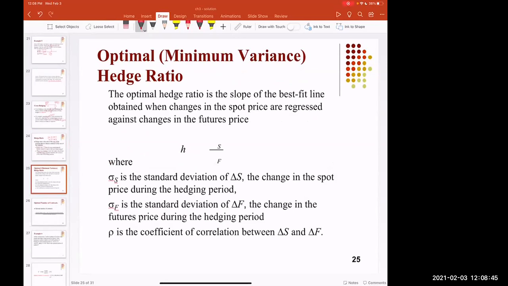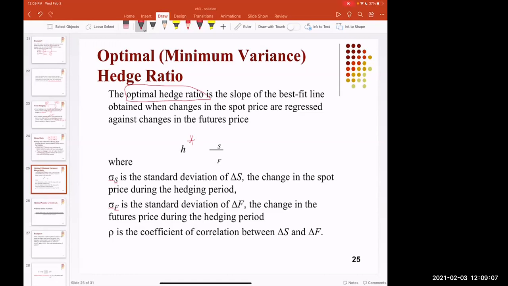Okay, the slide showing here is not complete, so let me put in optimal. So next we talk about the optimal hedge ratio. Hedge ratio, we know how to do it. But what would be the optimal hedge ratio? So we use H star to represent the optimal hedge ratio.